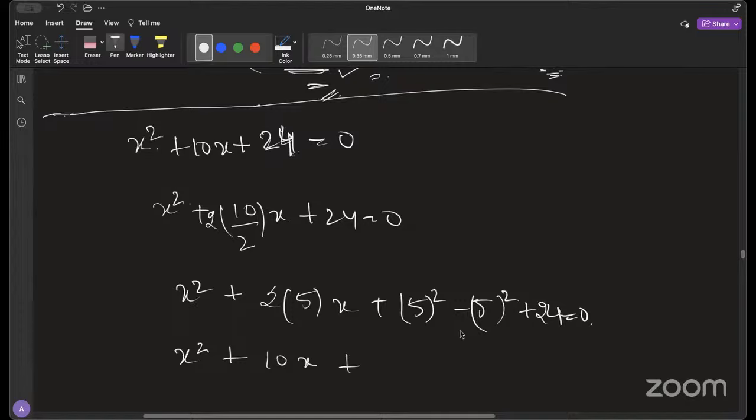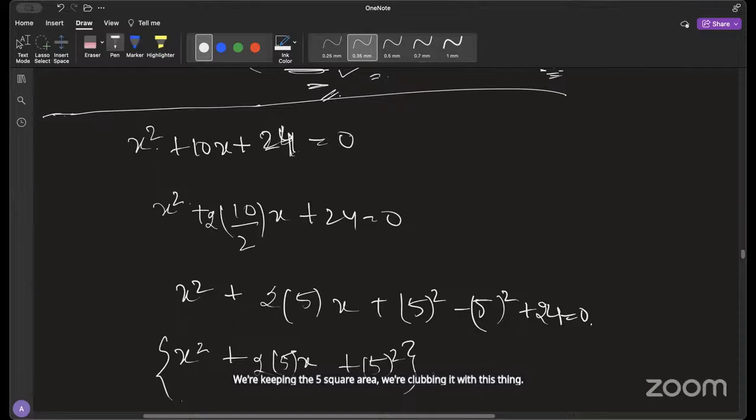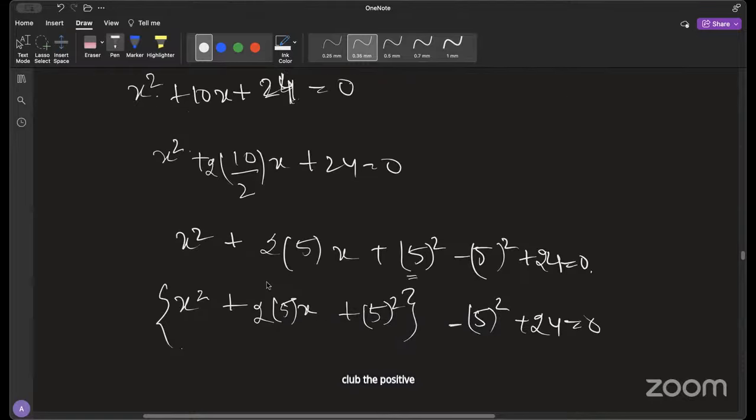Where you'll have 25 is minus 1. This is 25 square. We're keeping the 5 square here. We're clubbing it with this thing. And we're taking the other minus 5 square outside. Club the positive square with this thing. Make it a perfect square.